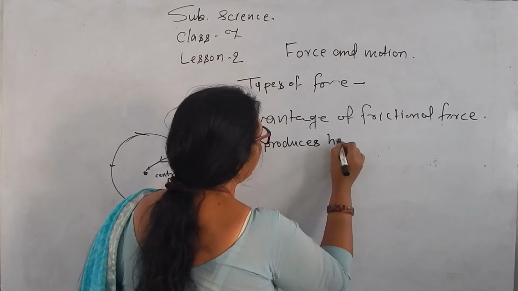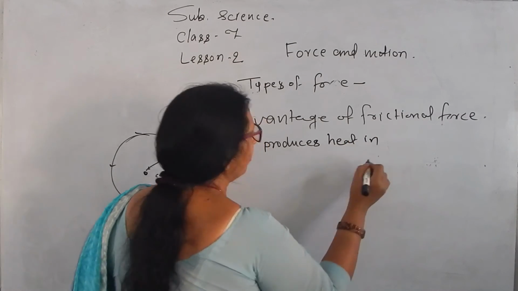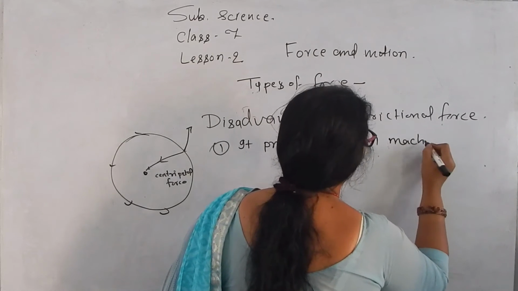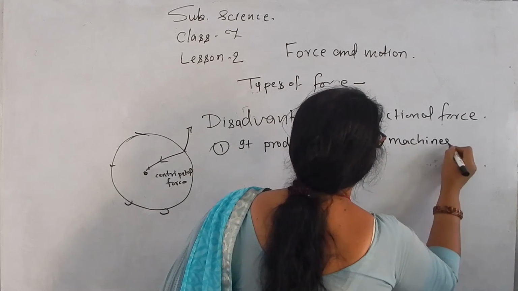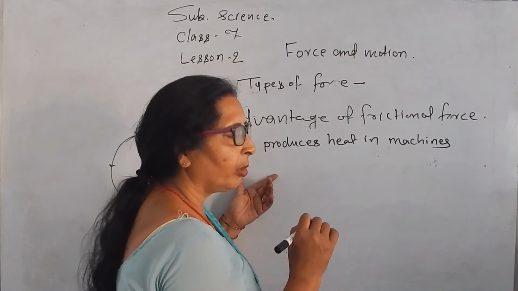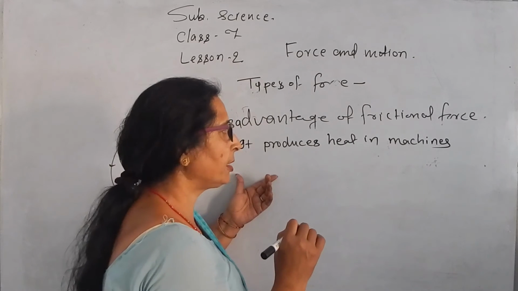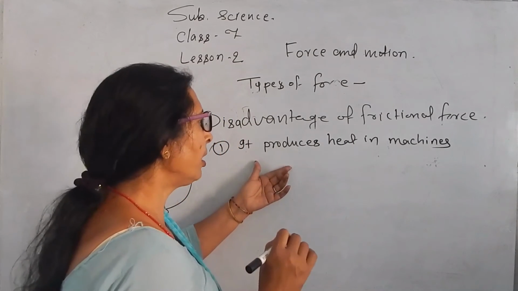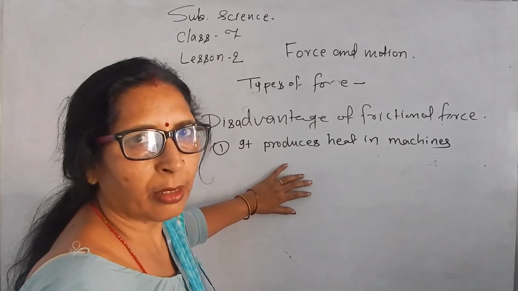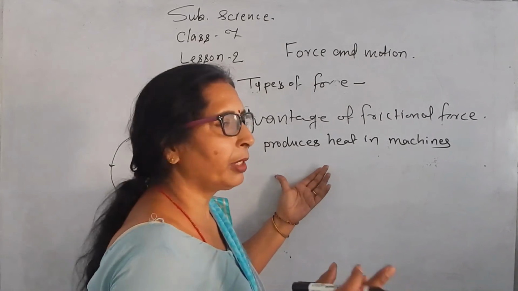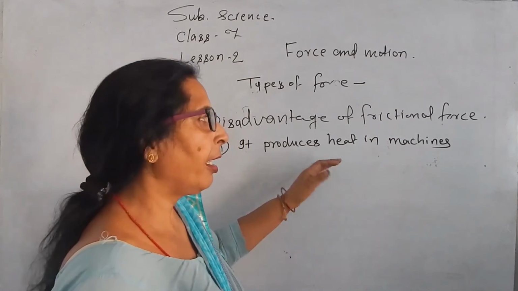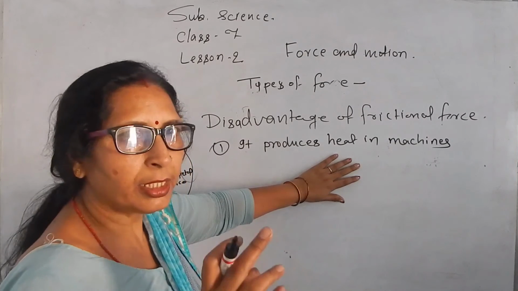It produces heat in machines, due to which tearing and wearing are produced in the machines. Whatever energy we supply to the machines, some part of the energy changes into heat, and our efficiency decreases.